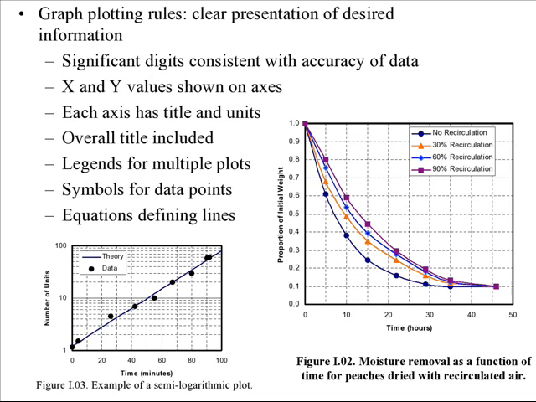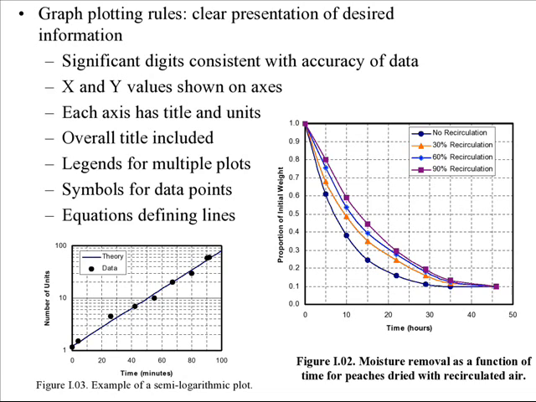Your x and y values should be shown on your axis. That is to say, in this case, you see time and you see the x-axis labeling. Each axis should have a title and the units, as you see seconds for the x, and the overall title should be included. For example, you see figure 1.0, moisture removal as a function of time for peaches dried with recirculated air. Also, you need a legend for multiple plots, as you see to your right, where it's also colored and you have markers, the circles, the triangles, the diamonds, the squares, and those symbols are there.